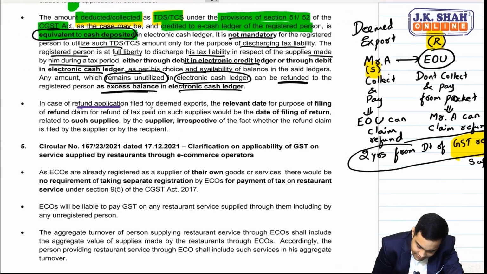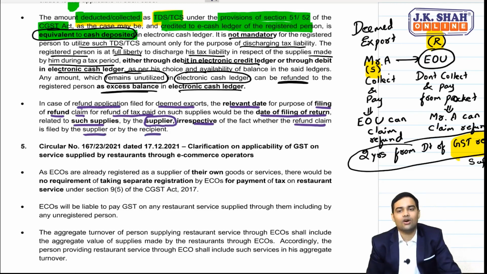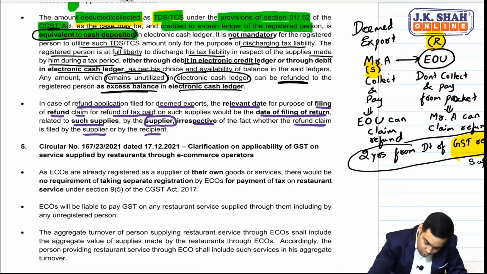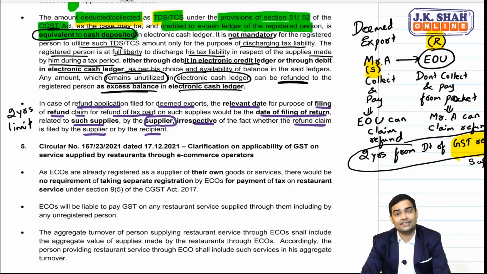In case refund application is filed for deemed export, the relevant date for the purpose of filing refund claim for refund of taxes paid would be date of filing return related to such supplies by the supplier. Circle this, this is the keyword. Irrespective of whether the refund is claimed by supplier or recipient. So 2 years limit will count from the date of filing return of such supply by the supplier. Clear with this?